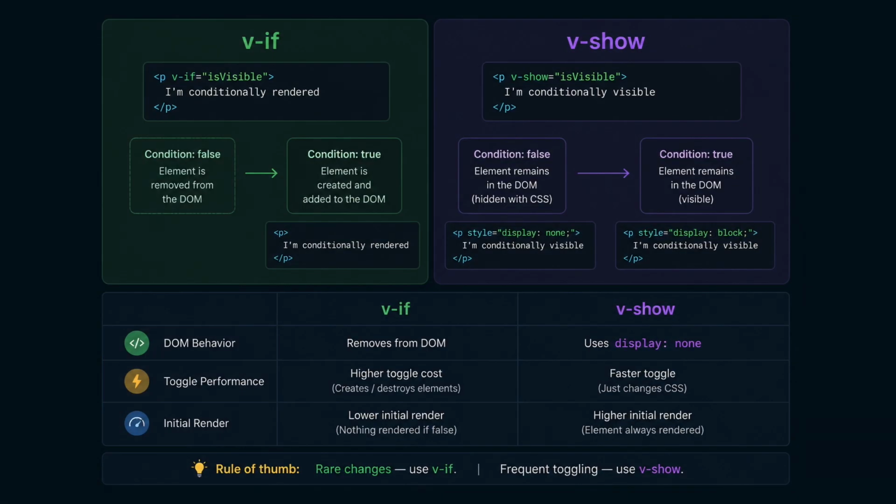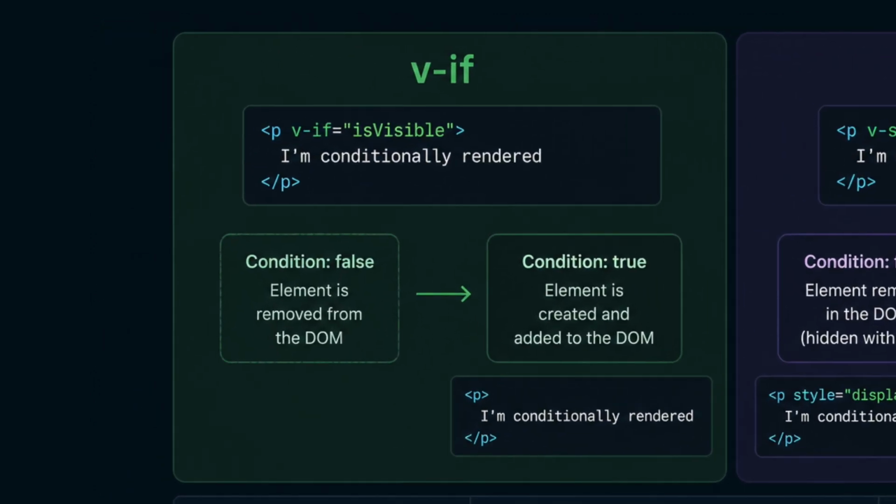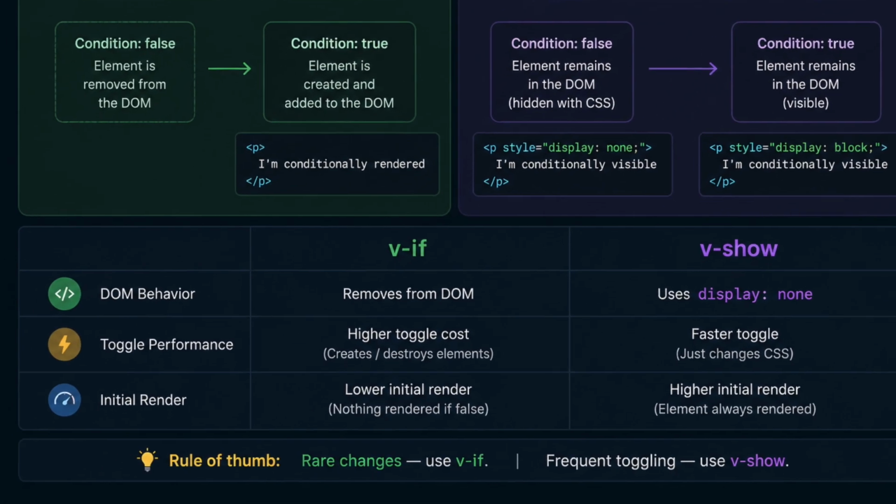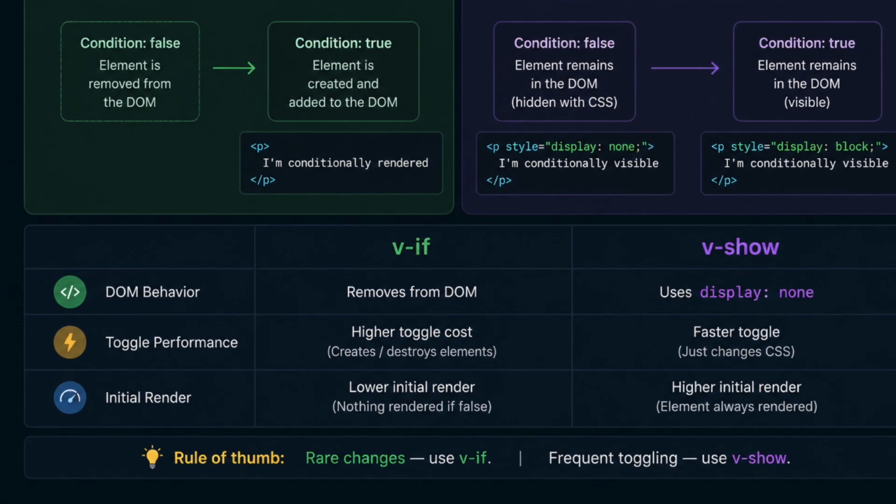So, which one should you use? As a general rule, use v-if when the condition doesn't change very often. Since Vue creates and destroys the element, it's a good choice when updates are infrequent. On the other hand, use v-show when you need to toggle an element's visibility frequently. Because the element always stays in the DOM, showing and hiding it is much faster. A simple rule to remember is this: if the condition changes rarely, use v-if. If it changes frequently, use v-show.